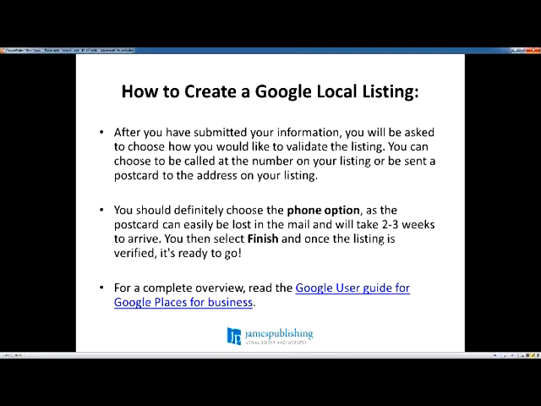So if you don't get the phone option and the postcard is sent, really be on the lookout for that postcard because it takes 2 to 3 weeks to get to you. If in 3 weeks you haven't received it, you have to request another postcard, and that's an additional 2 to 3 weeks before you get another shot at verifying your listing. So you can see how this can really delay your campaign if things aren't orchestrated in the beginning.